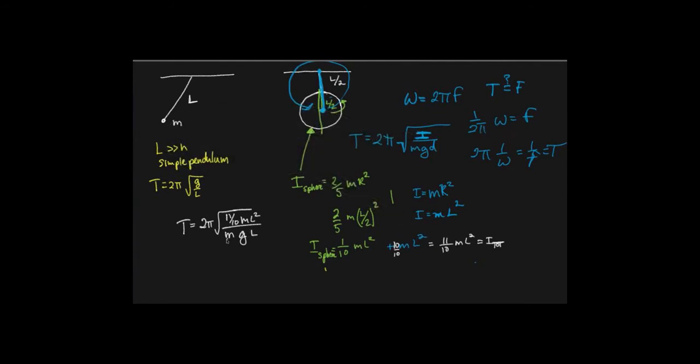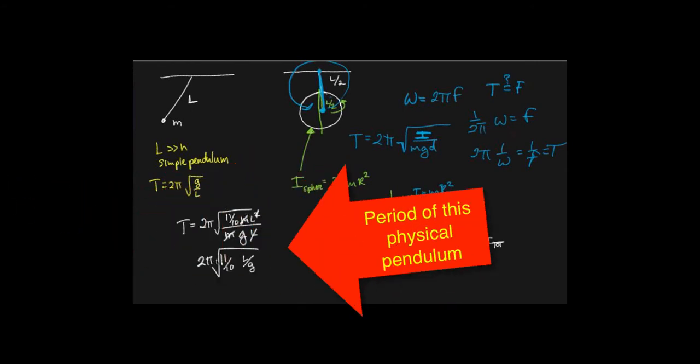So what happens? The masses, they go goodbye. And this one here cancels with this one up here. We get 11 over 10 L over G, all under the square root times 2 pi. How does that help us?